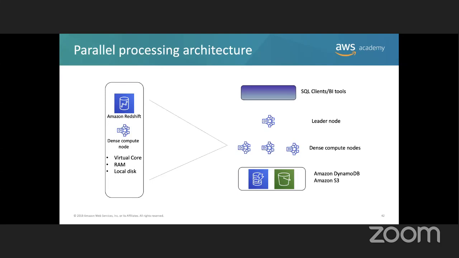You can have an SQL client or a business intelligence tool, and then you have a leader node and dense compute nodes. So nodes there. You can have Amazon DynamoDB and Amazon S3 there too. So the leader node manages communications with client programs and with compute nodes.